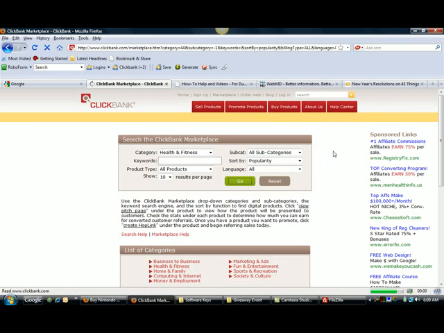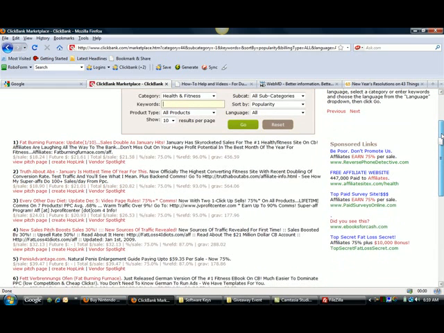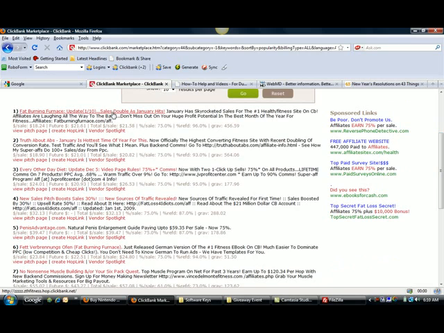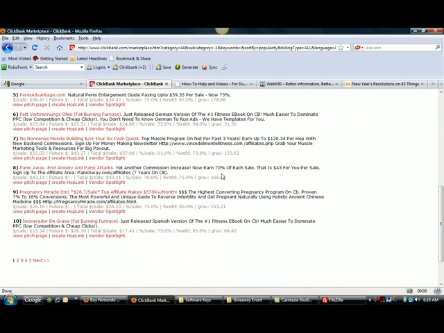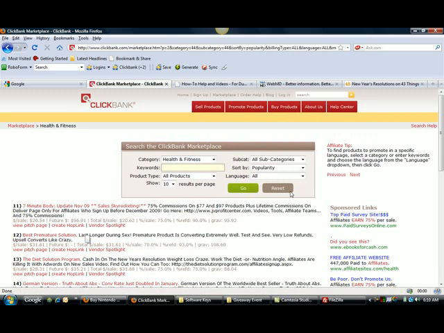It's going to bring up a listing of sites based on popularity in the health and fitness category. So you notice inside here you've got everything from fat burning to how to have six-pack abs to different diets and different things like that. Most of these are diet and muscle building type things. You'll see something for panic attacks, pregnancies, and again more fat burning items. And these are based on popularity.